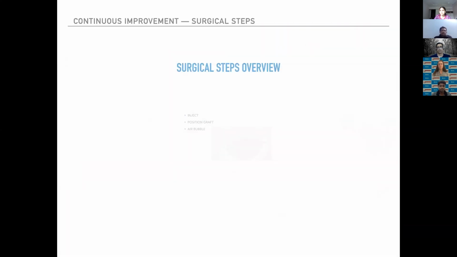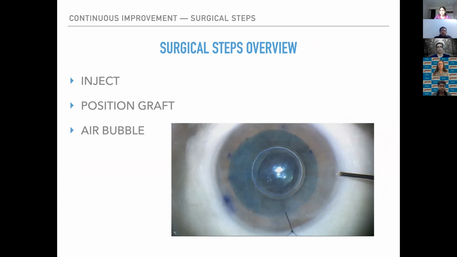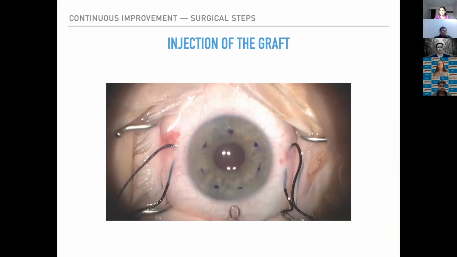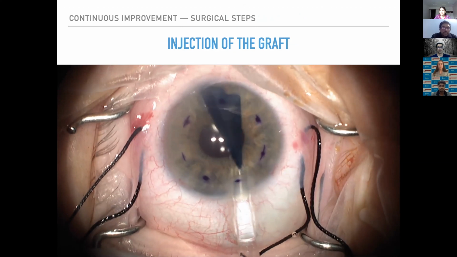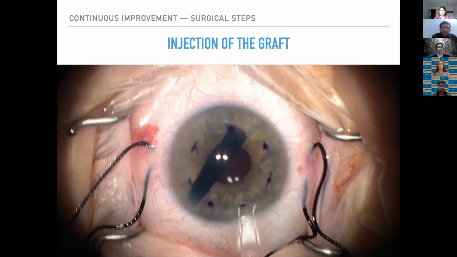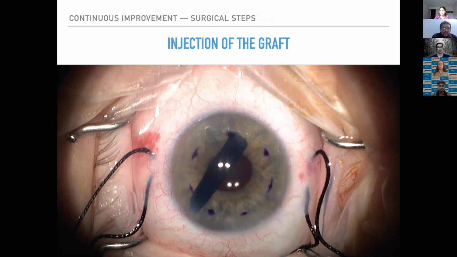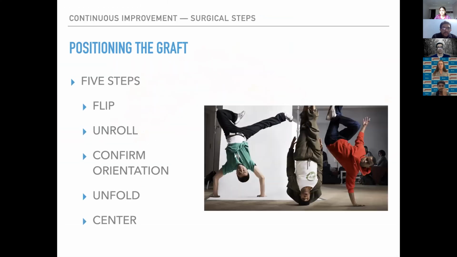In terms of the surgical steps, every surgeon does things a little differently, but the basic 3 things in common are injecting the tissue, positioning the graft, and then placing an air bubble. I've evolved to use the Goiter glass cannula. We receive this already pre-stained, and I feel like it keeps the chamber the best. I used to use an IOL injector, and I feel like the glass cannula is the way to go. In terms of positioning the graft, I'll show you my technique, but basically I flip and unroll the tissue until I can confirm the orientation, and then I unfold it using a small air bubble and then center it.